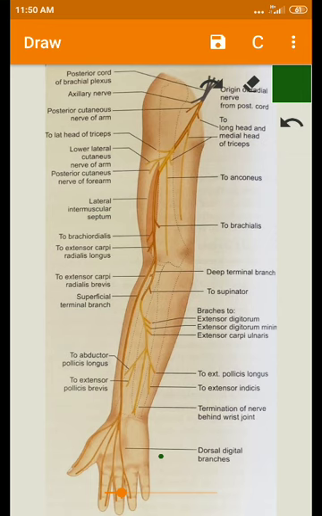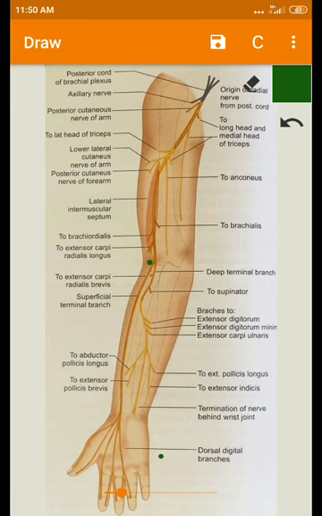In the forearm it is divided into superficial and deep branches, isn't it? The deep branch is called the posterior interosseous nerve.